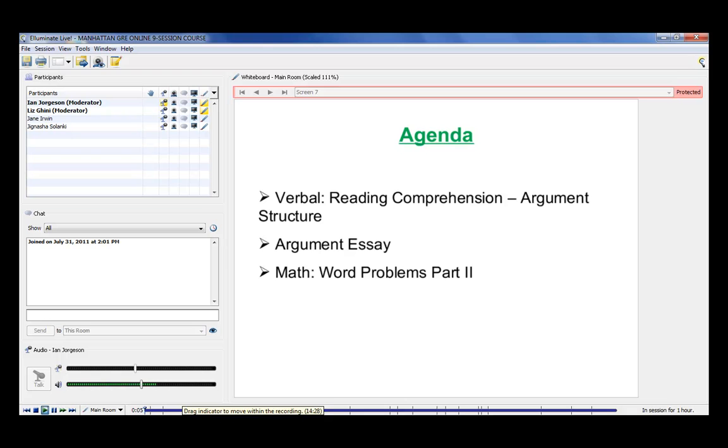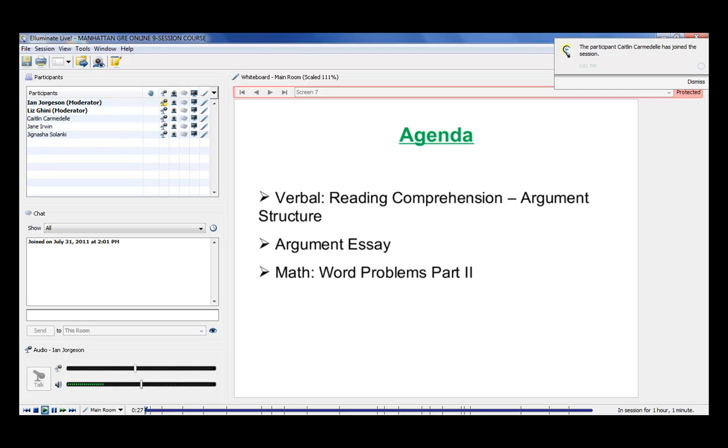Okay, so Jane got the handouts. Jignasha, did you get the email with the handouts yet? Okay, might be away from the computer for a moment. Well, we'll go ahead and get started here. We're kind of light on people today, but hopefully more people will be logging in shortly. There we go. There's Caitlin.